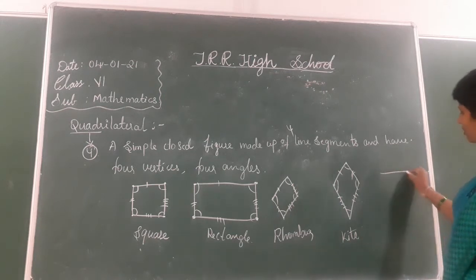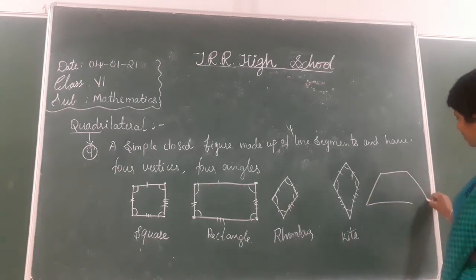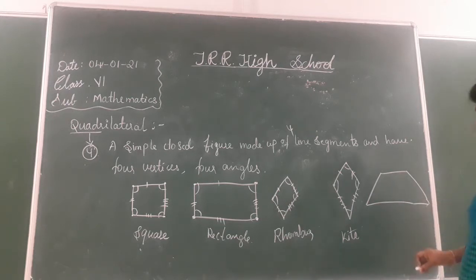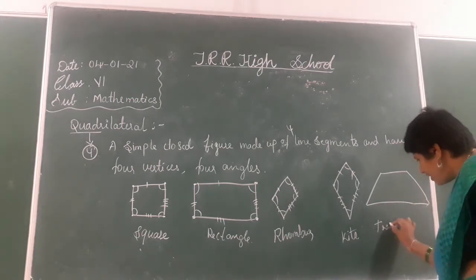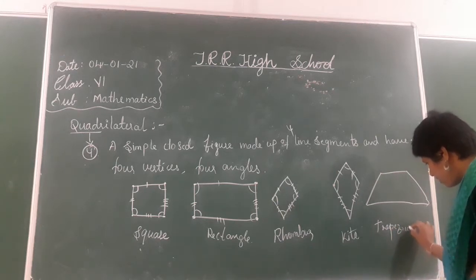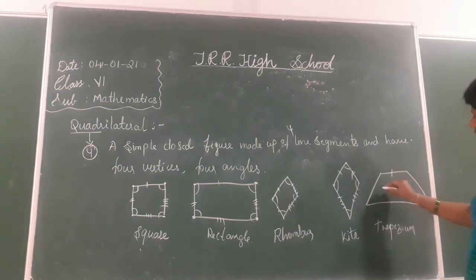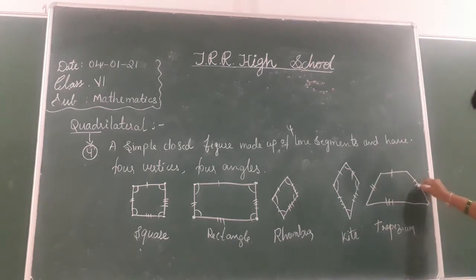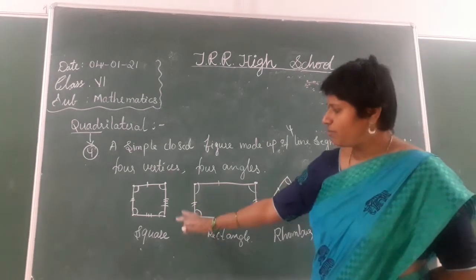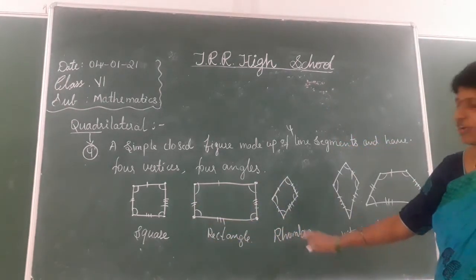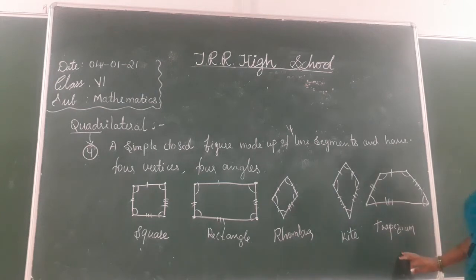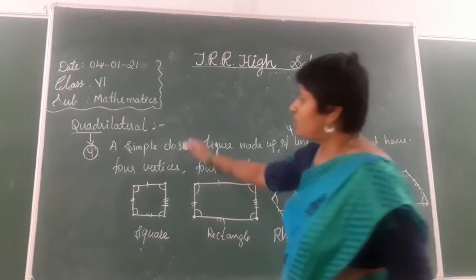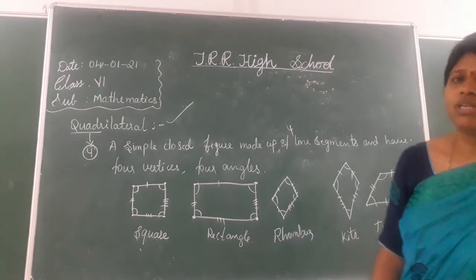If you take one more shape, this is called a trapezium. This we are going to study in your higher classes. Even for this, 1, 2, 3 and 4 sides will be there, and four angles and four vertices will be there. So all these shapes have their definite names: square, rectangle, rhombus, kite, trapezium. But all these shapes come under quadrilateral.